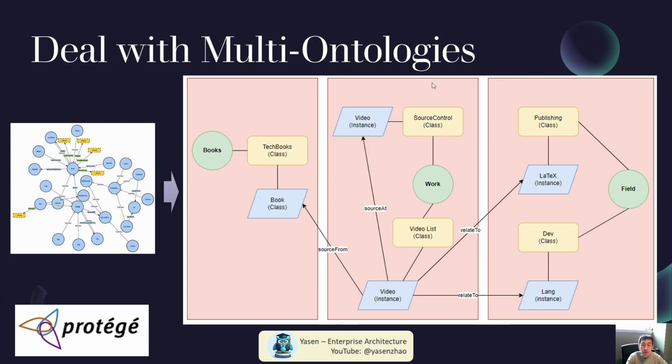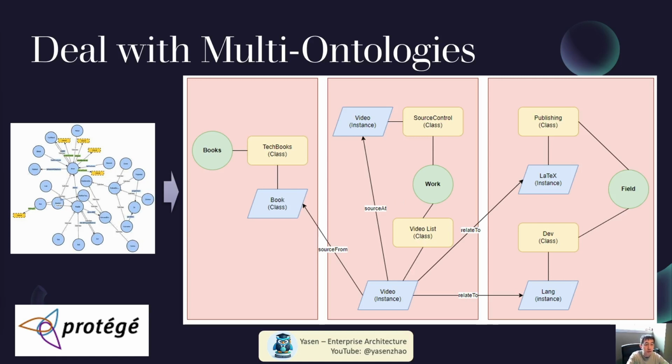I will use my published YouTube videos as a sample. In the middle is the primary ontology, my work. My work has two main classes. One class is definitely the video list name, or video list in YouTube, so I could treat that as a class. Then every different video series will be an instance.